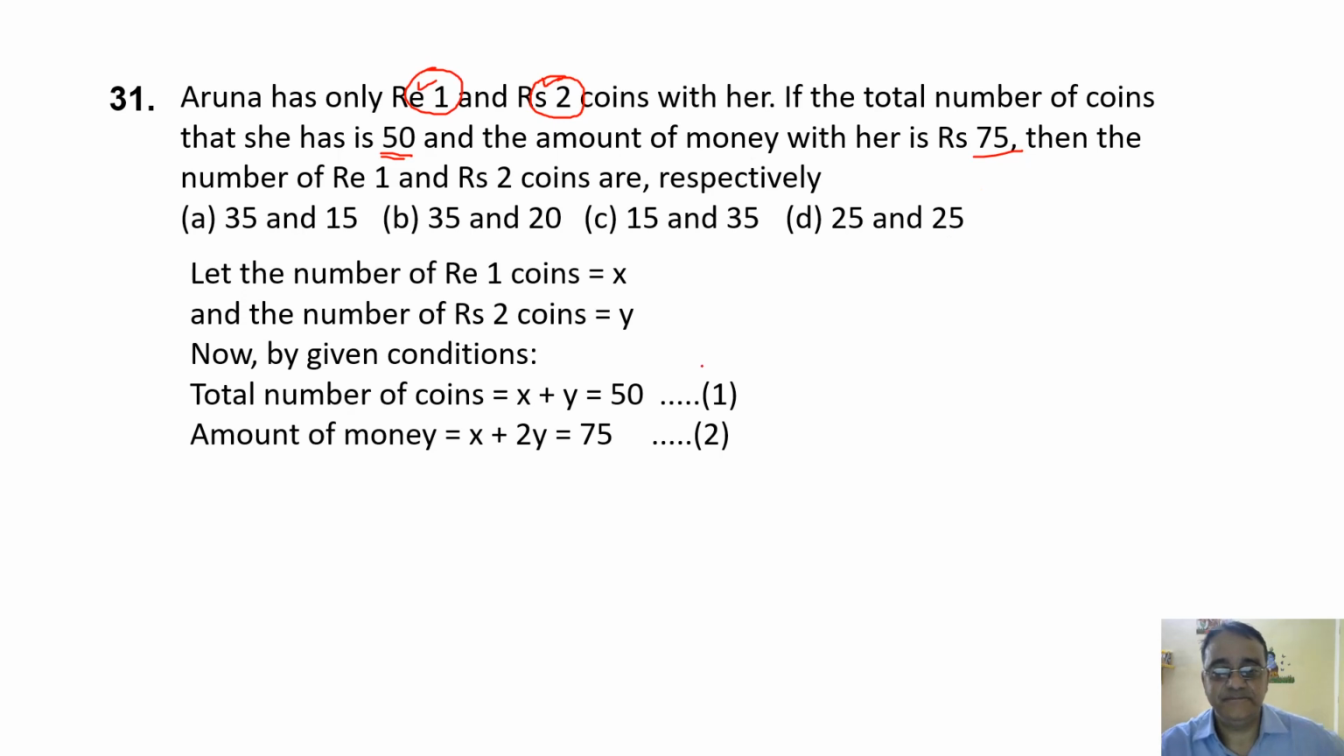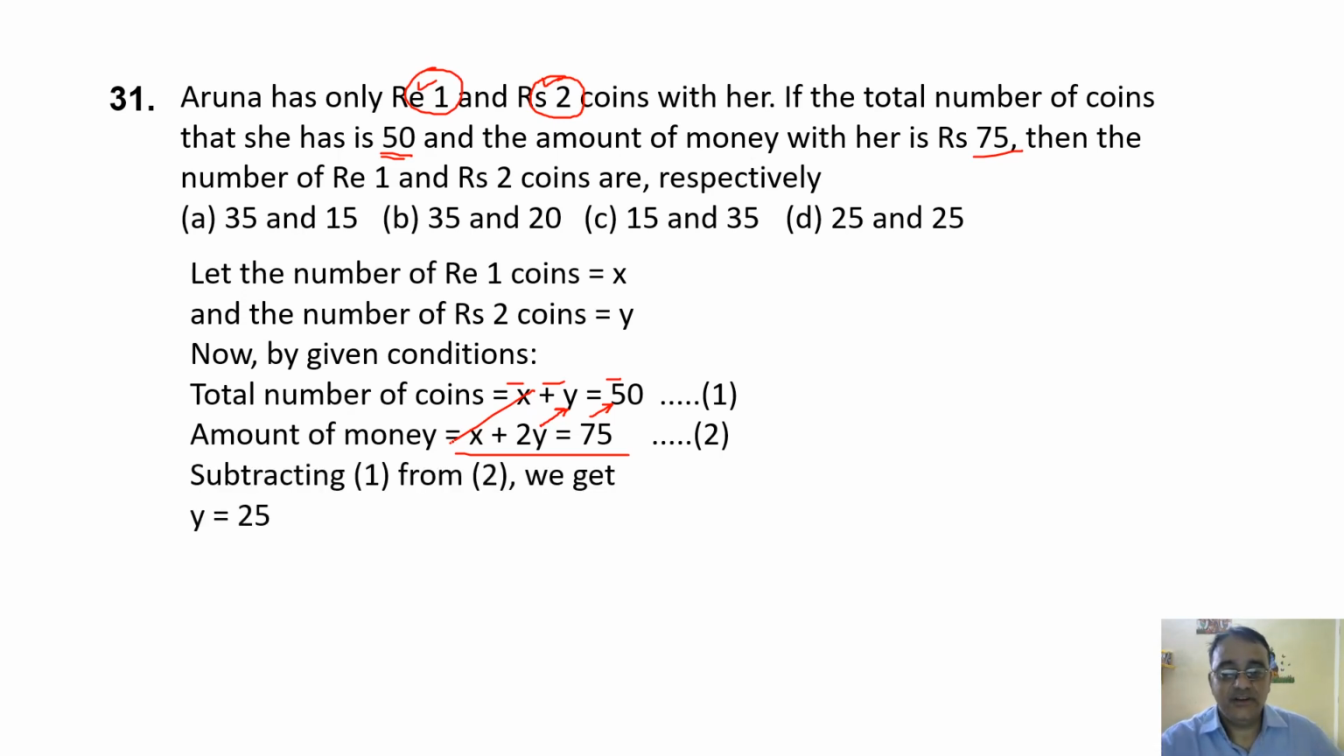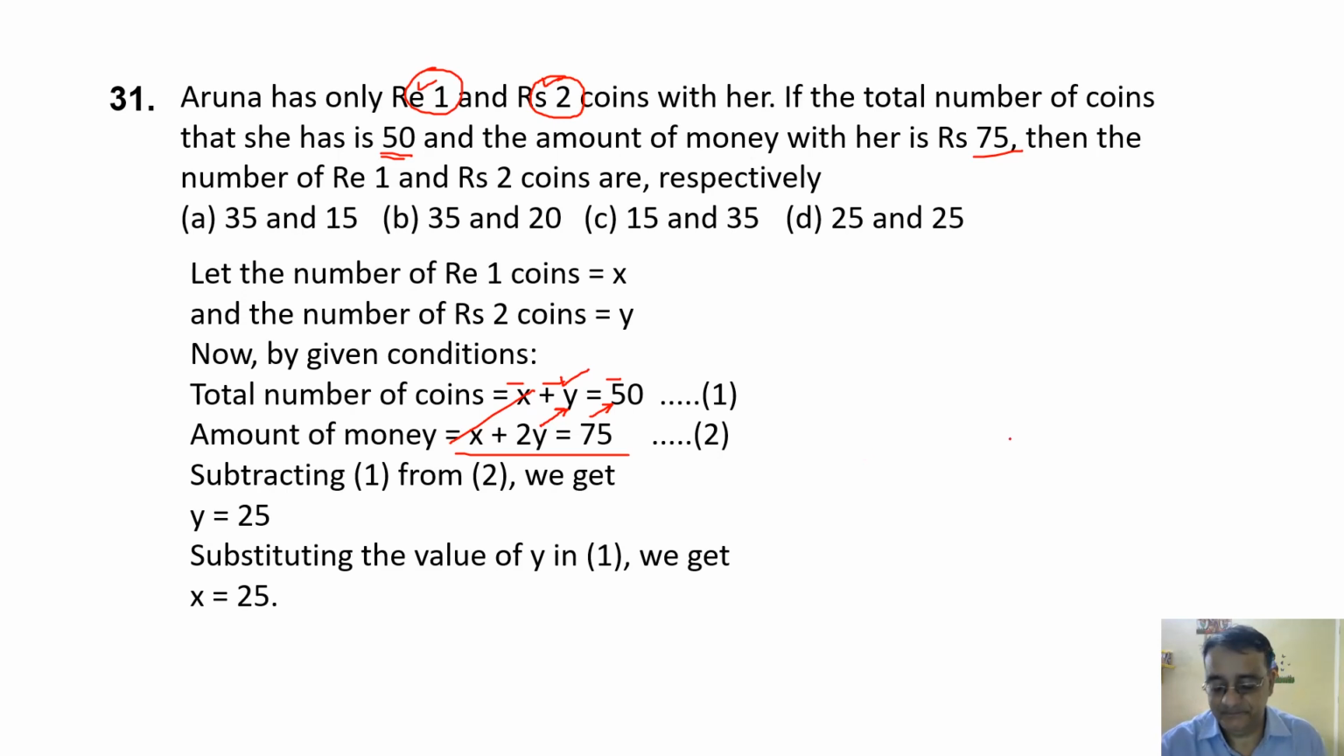This is clear? Yes, sir. Okay. Now we have to solve these two equations. So subtract. If you subtract, what you will get? x will be cancelled, minus minus becomes plus. This will cancel. And y is going to be equal to 25, right? Very good. y is equal to 25. And now if y is equal to 25, what will be the value of x? 25, right? So which option is the correct one? Option D, right?